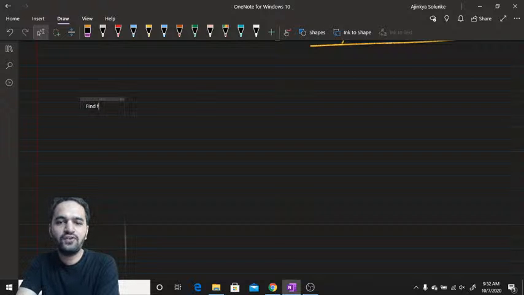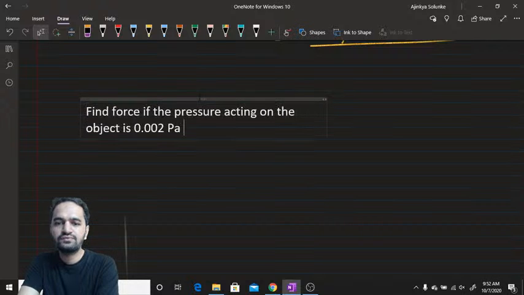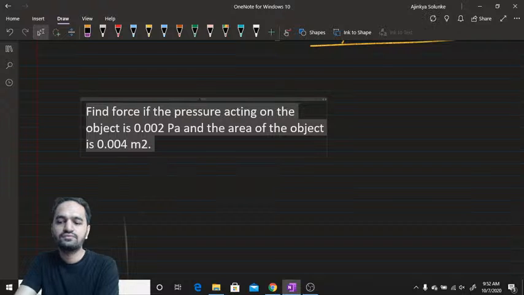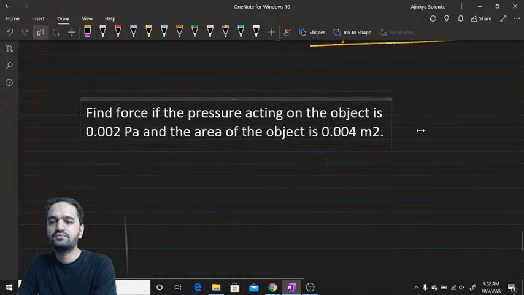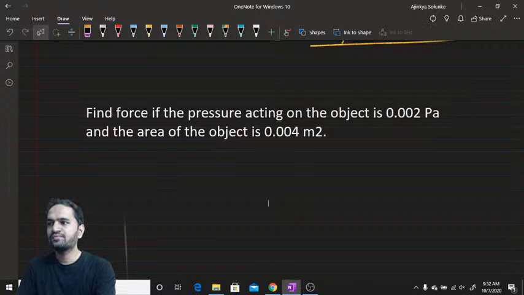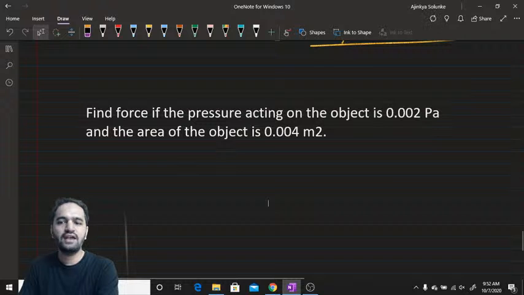Okay. So find force if the pressure acting on the object is 0.002 Pascals and the area of the object is 0.004 meter square. Do not make mistakes this time. Write down the answer very properly.